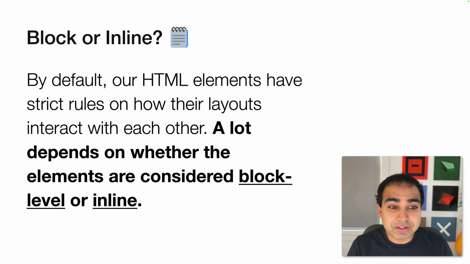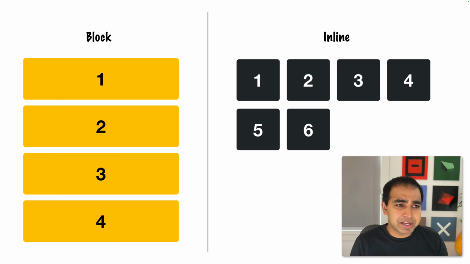Okay, so by default, our HTML elements have very strict rules on how their layouts interact with each other. Well, strict is not the right word, but it's very comprehensive. And a lot of it depends on whether the elements we're dealing with are considered block level or inline. And a block level element will take up all the horizontal space available and will stack on vertically on top of each other, kind of like as shown on the visual on the left, where we have all these boxes, 1, 2, 3, 4, all placed on top of each other nicely.